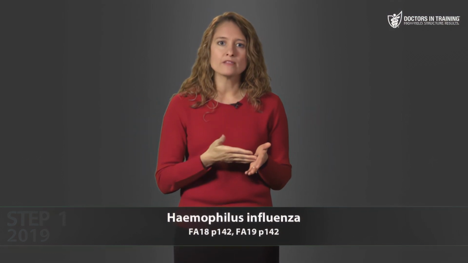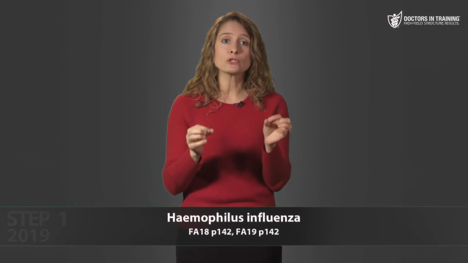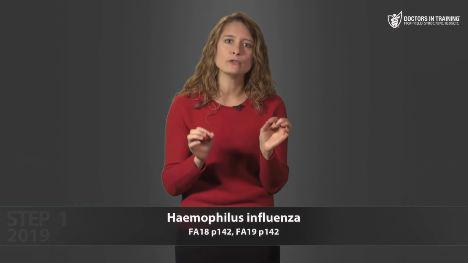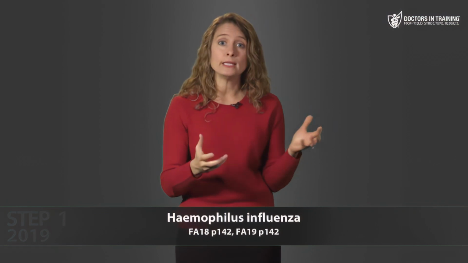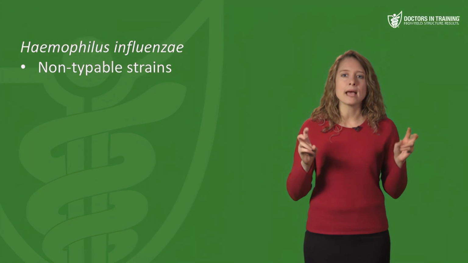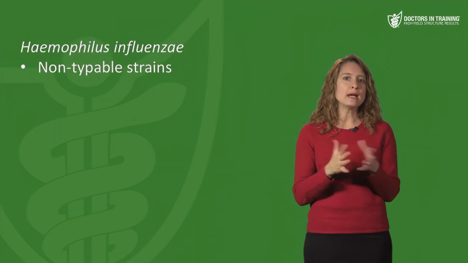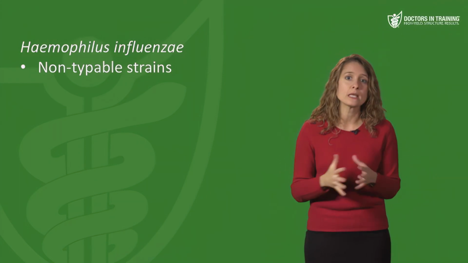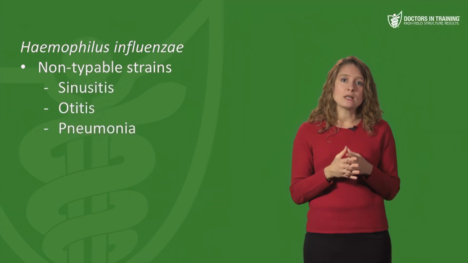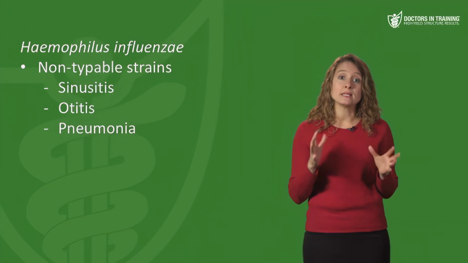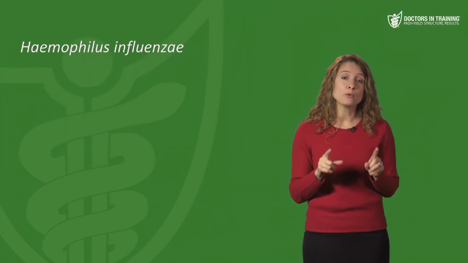Now, I keep talking about Haemophilus influenzae type B, and this refers to a specific serotype of H. flu. The 6 serotypes of H. flu all have capsules and can be differentiated. There are also a number of non-typable strains of H. flu. Now, these strains don't have capsules, but they are still major causes of disease. These strains cause a lot of sinusitis, otitis, and pneumonia. A couple more things to remember about H.